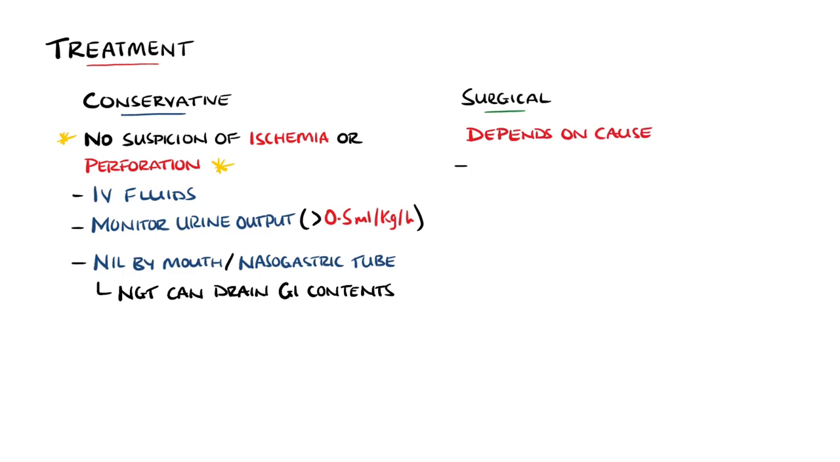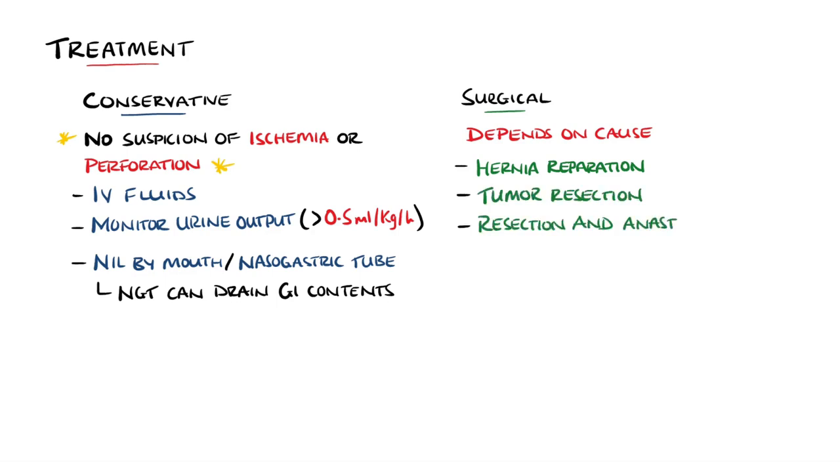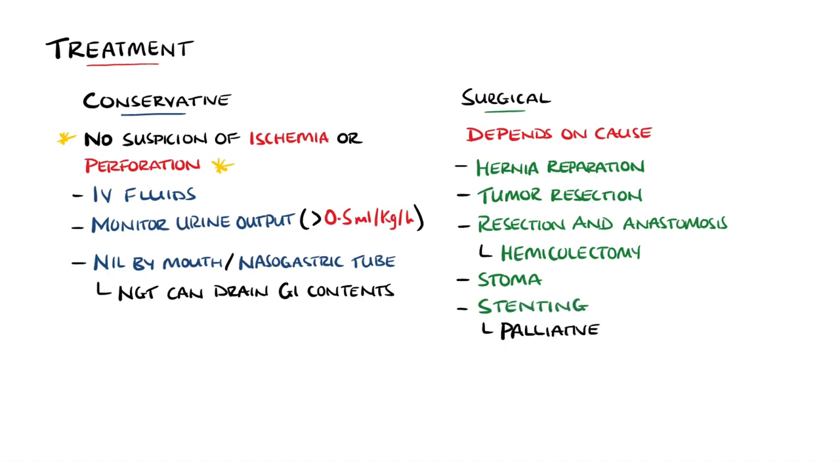The type of surgery is dependent on the cause. Therefore, it may involve a repair of a hernia or resection of a tumour. There may also be a resection of the blocked region with a rejoining of the newly formed two ends. This is termed an anastomosis. This is particularly true in patients with colorectal cancer who may undergo a hemicolectomy, where half of the colon is removed. In some instances, a stoma may be needed, which is an opening of the bowels onto the skin. Stenting is another possibility, which is seen often in palliative cases in order to reduce symptoms. However, this is also sometimes done as a bridge to surgery.